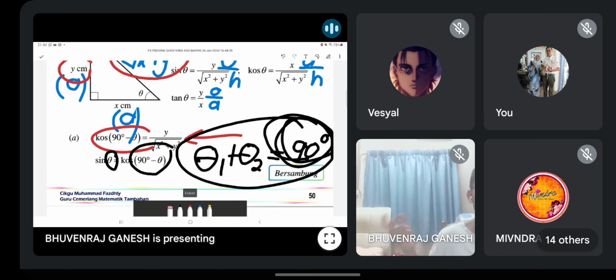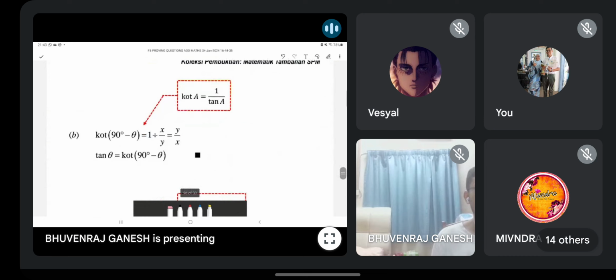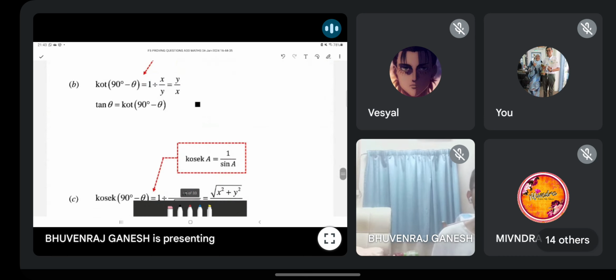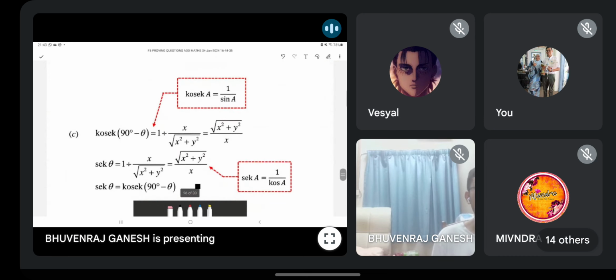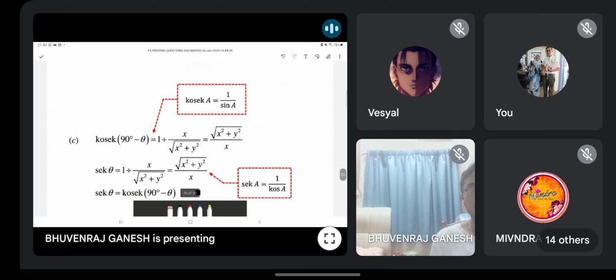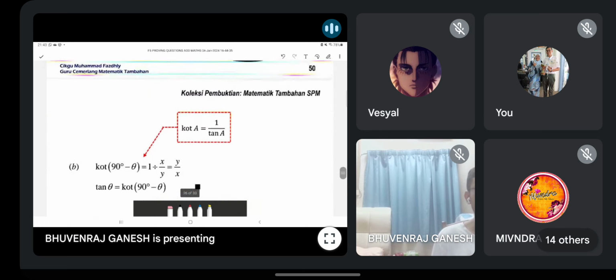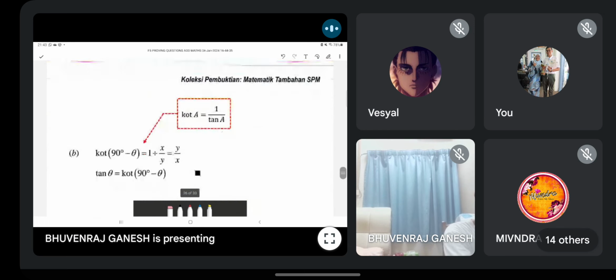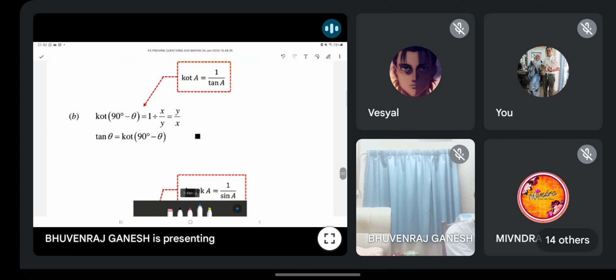Okay, so that's why sine theta is cos 90 minus theta lah. And the same thing applies for this one and this one also. Exactly the same thing. But you can prove it, actually.